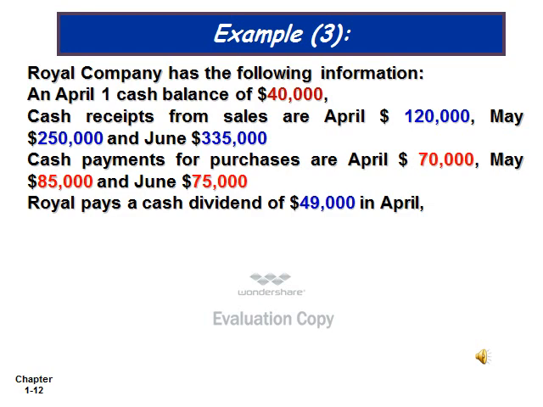Another example, example 3, is a comprehensive example. Royal Company has the following information: an April 1st cash balance of $40,000. Cash receipts from sales are: April $120,000, May $250,000, and June $335,000. Cash payments for purchases are: April $70,000, May $85,000, and June $75,000. Royal pays a cash dividend of $49,000 in April.